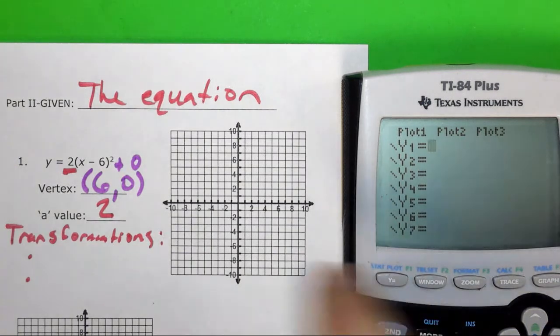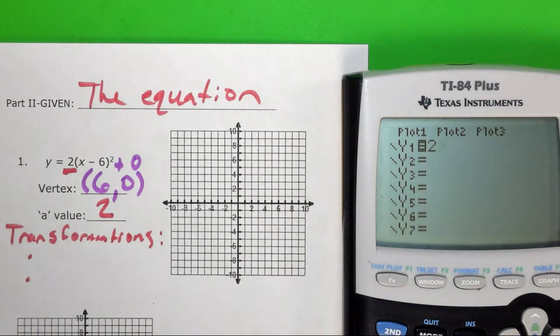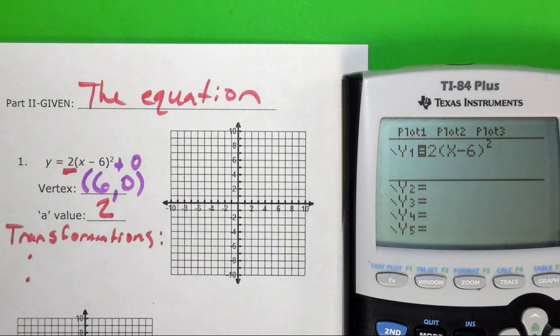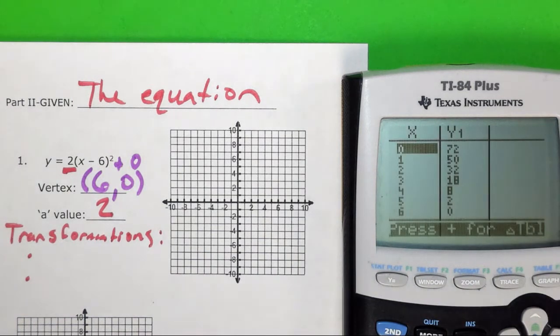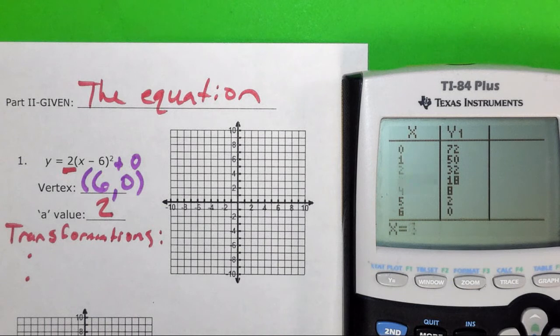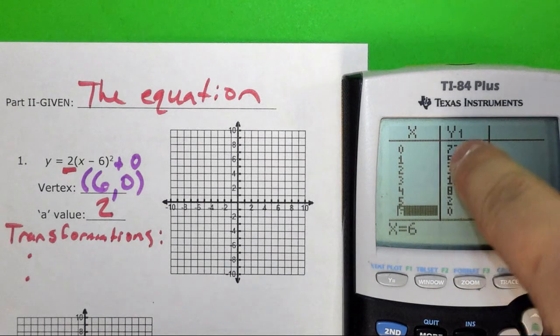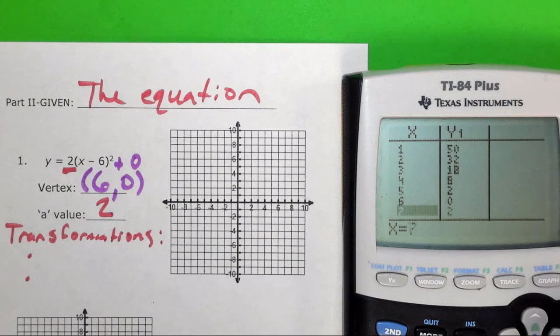So we're going to make it look just the same. That's 2 parentheses, x minus 6, and then that's squared. We'll leave out the +0 because that's what I added. Then we go second, graph, which takes us to our table, and we want to go to these values that make sense, that can actually fit. These top ones are not so great, they don't fit on our graph, but these ones definitely do.